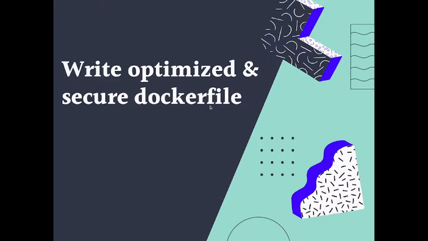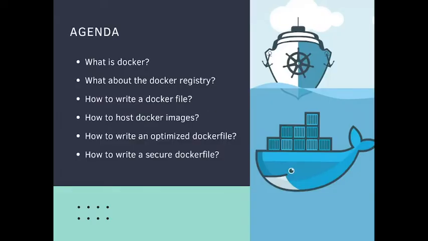Let's see today's agenda. We are going from beginner to intermediate today. We'll start with the very basics, like what Docker is, and we'll see what a Docker registry is, and then how to write a simple Dockerfile, and then how we can push Docker images. After that we'll see how we can optimize Dockerfiles in various ways, and the same goes for securing Dockerfiles. So let's start with what is Docker.